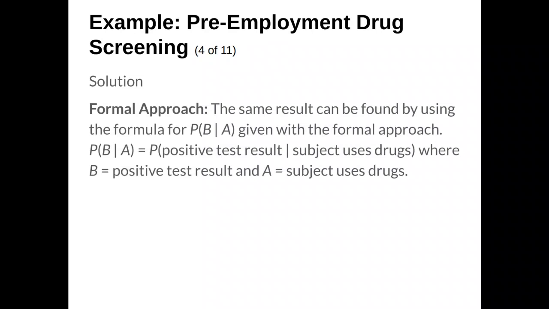Now, if we use the formal formula, the probability of B given A is equal to the probability of B and A divided by the probability of A. So we can use this to find that exact same thing.